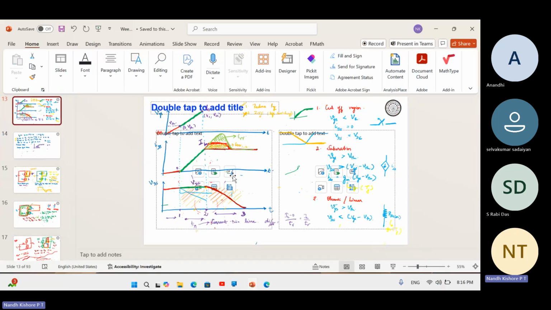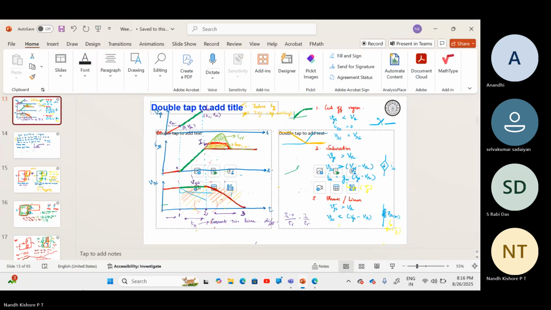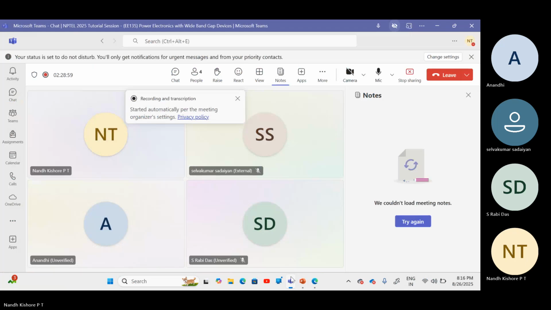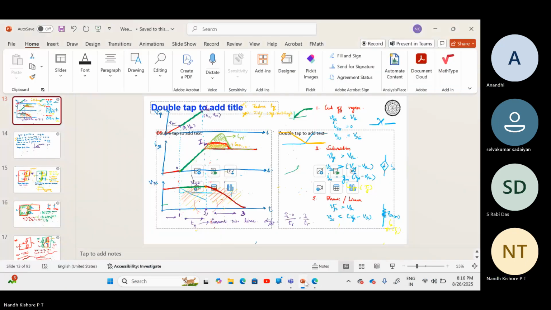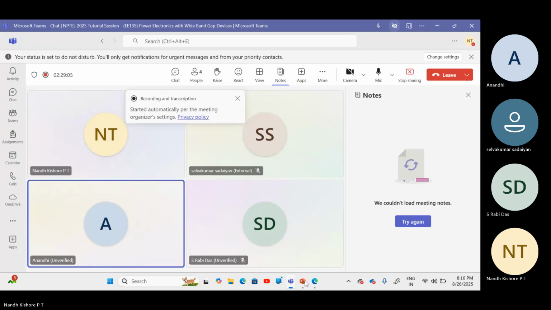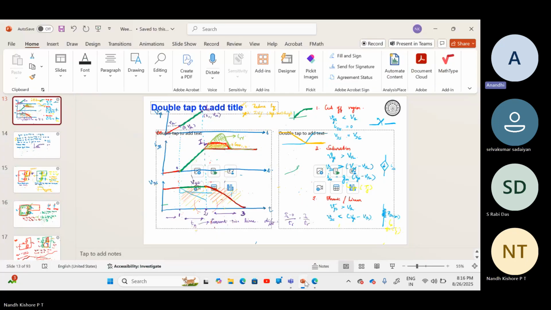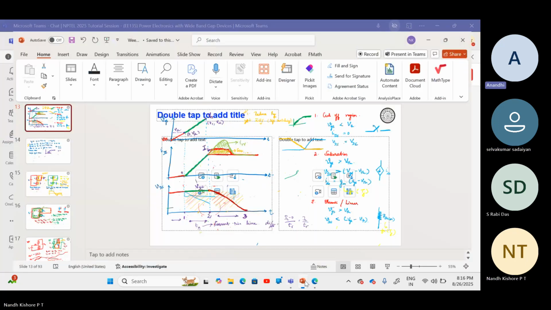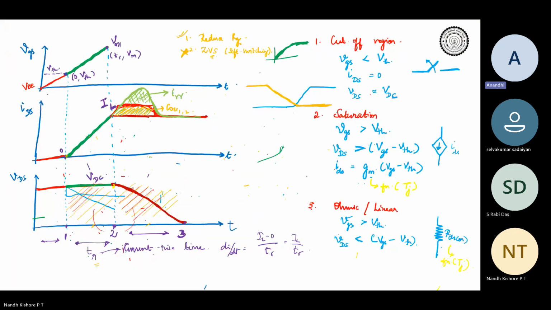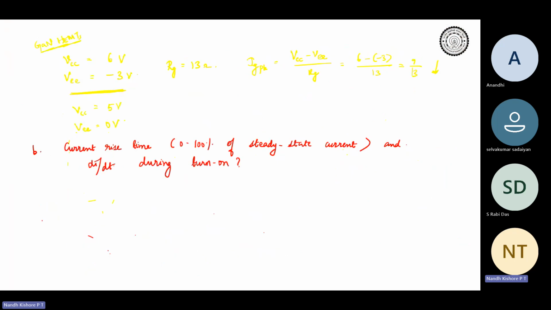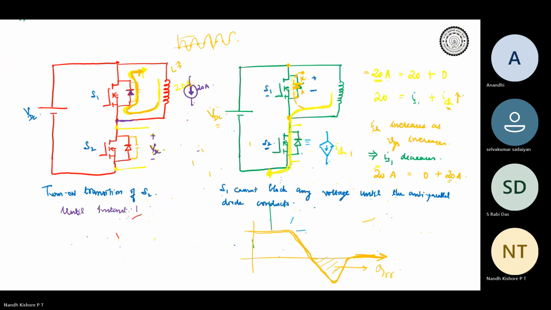So can you explain again how that current splits into S2 and also the antiparallel diode of S1, and then how it blocks the VDC there? Yeah, okay, so you're asking why the VDC is not falling, right? Yes, at that period, I want to understand.